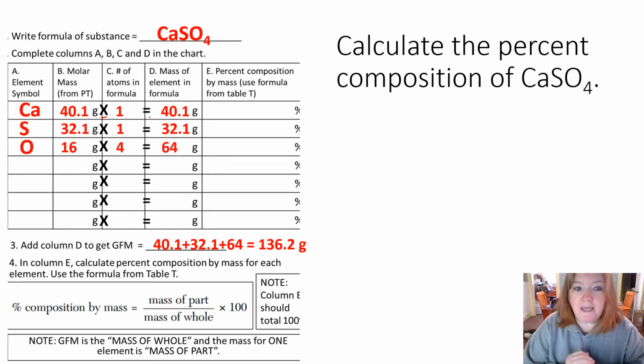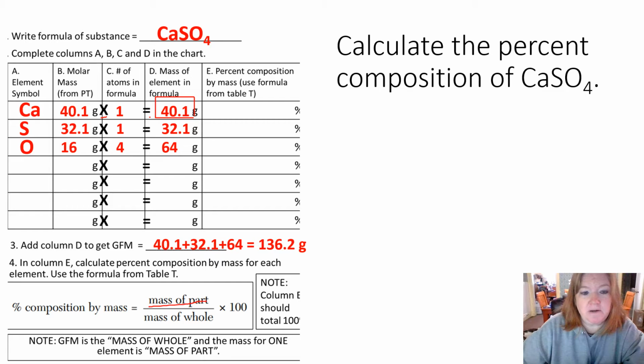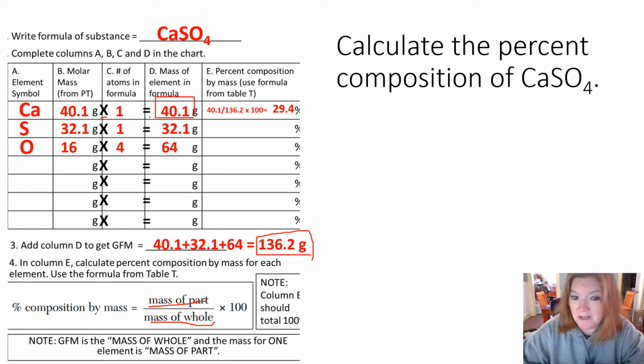So for calcium, the mass of the element is right here. That's the mass of the part. What is the mass of the whole? That's the gram formula mass. So I set it up like this: 40.1 divided by 136.2 and then times 100. You can't forget the times 100, plus it's literally in the formula.